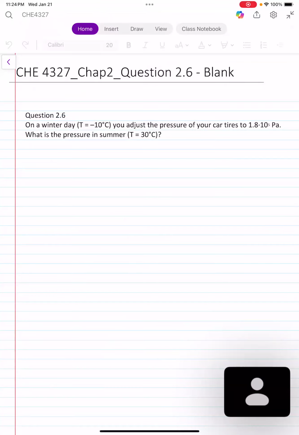Here today the problem is the end of the chapter problem 2.6. On a winter day, temperature minus 10 degrees Celsius, which we may have this weekend, you adjust the pressure of your car tires to 1.8 times 10 to the 5 Pascal. What is the pressure in the summer? That's the question. So you have a tire at a certain pressure and temperature.